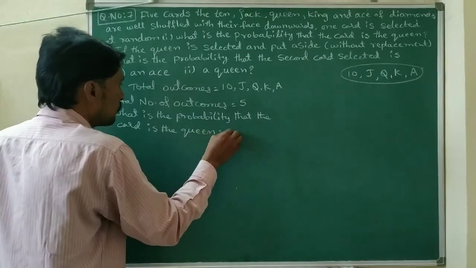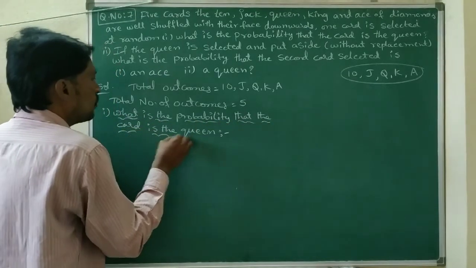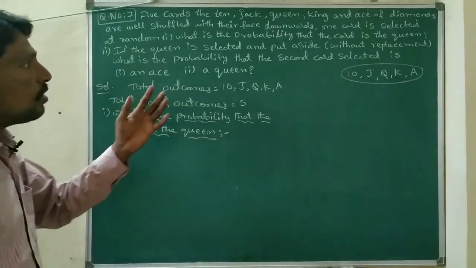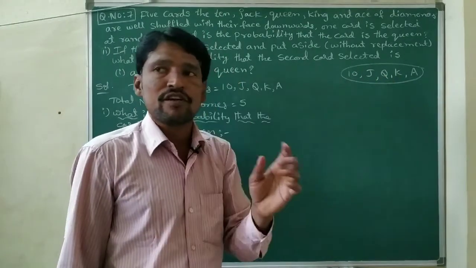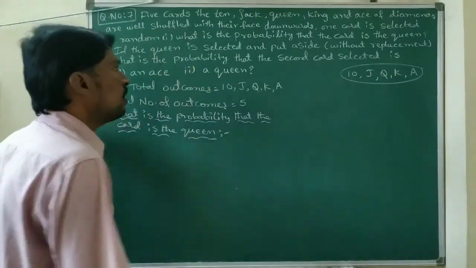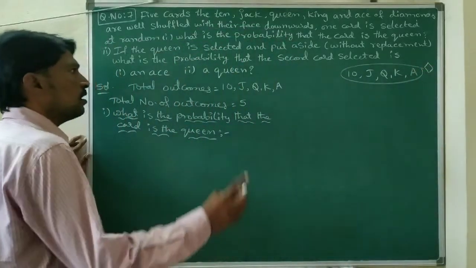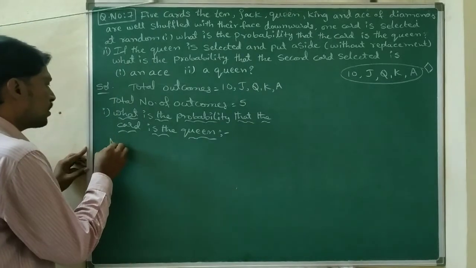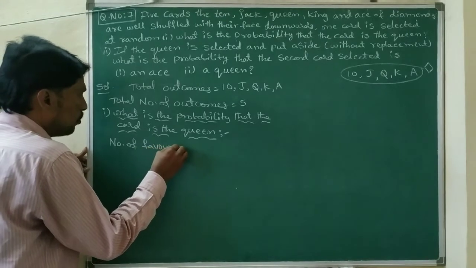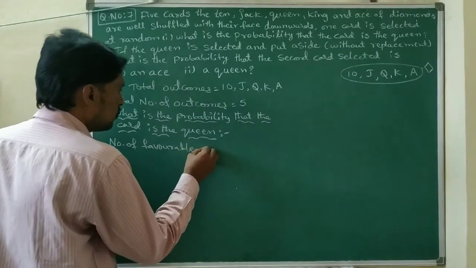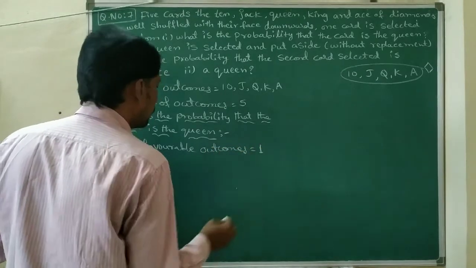Queen card they ask. So what is the probability that the card is Queen? So in here only 5 outcomes. In that how many queens will be? Diamond queen will be only 1. These all are diamond shaped cards. In that, the number of favorable outcomes we are getting is 1. So number of favorable outcomes equal to 1. Only we can get 1.